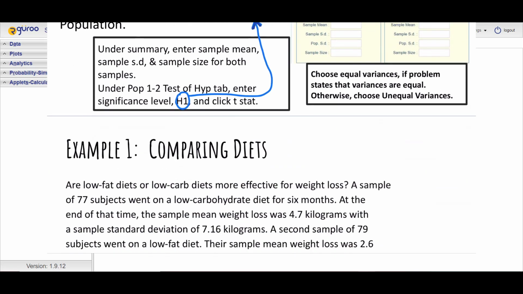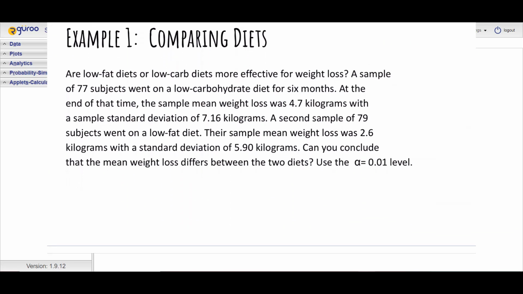Okay, so let's go to example 1, comparing diets. Are low-fat diets or low-carb diets more effective for weight loss? A sample of 77 subjects went on a low-carbohydrate diet for 6 months. At the end of that time, the sample mean weight loss was 4.7 kilograms, with a sample standard deviation of 7.16 kilograms. A second sample of 79 subjects went on a low-fat diet.